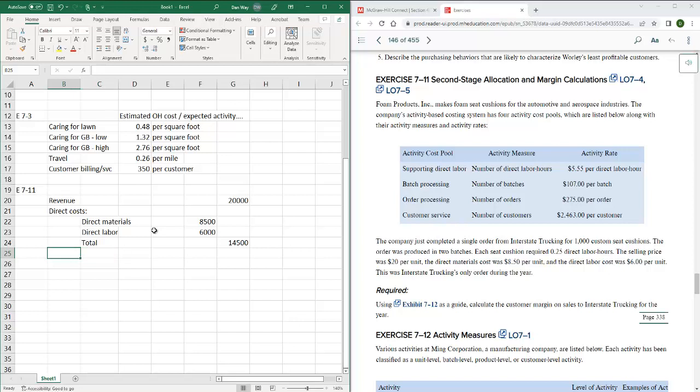Now let's go ahead and apply the indirect costs, all the overhead costs. I'm going to do these line by line just to make sure we keep everything separate, and then we'll aggregate it at the end. So when we go to assign overhead costs, we just take all those activity cost pools. We take the actual activity for that cost object, so in this case the Interstate Trucking customer, and assign that cost based on the activity rates for each activity cost pool.